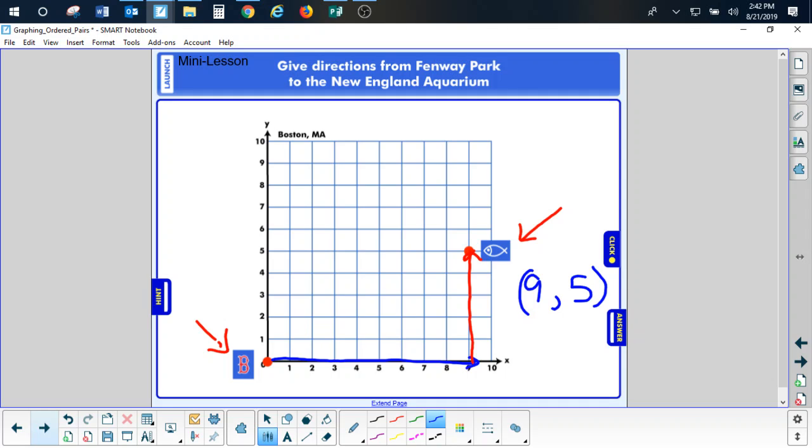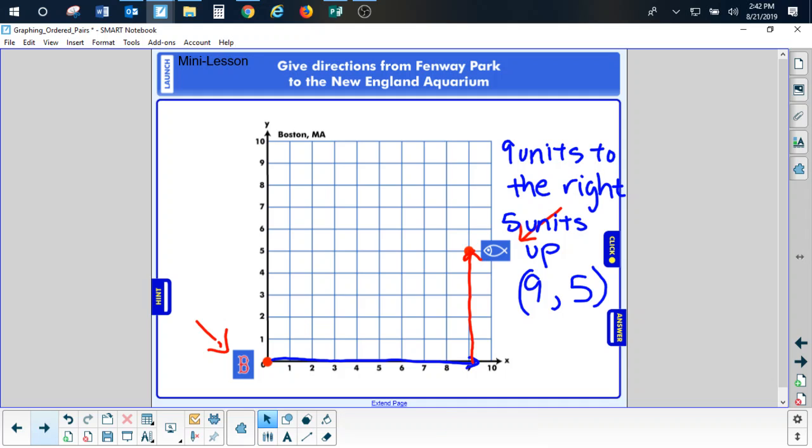And to explain it, we would have to say we would move 9 units to the right, and we would have to use 5 units up. So that's the explanation part. The answers, they said 9 units to the right and 5 units up, so that checks with what we have.